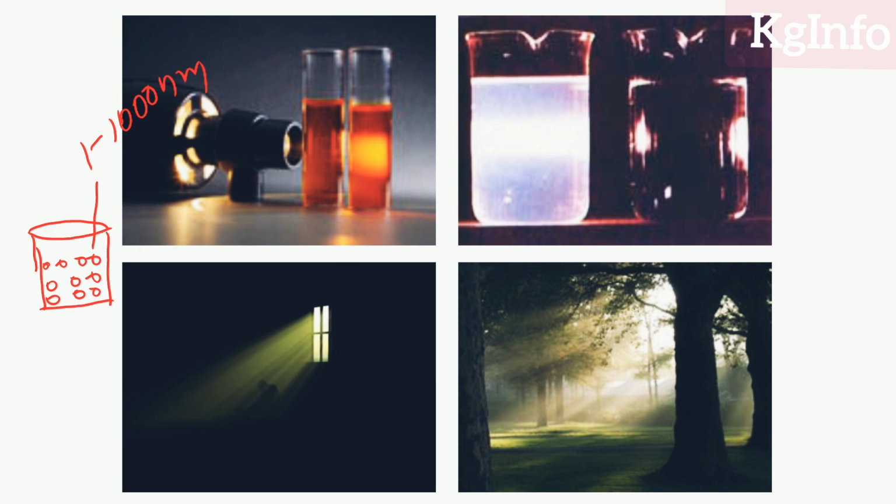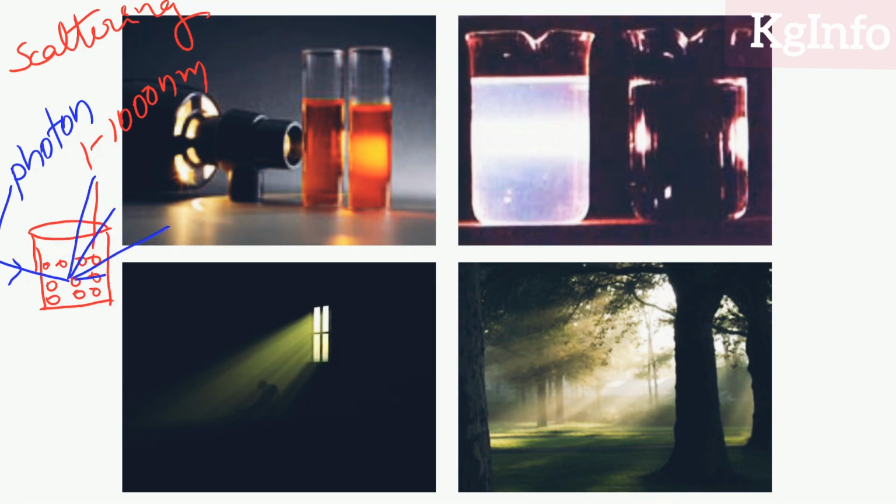Now I am explaining light scattering. Suppose this is the beam of light or a photon. Photon means a light particle or light packet. When that beam of light is incident on it, it is reflected in all directions, due to the size of the particle. The size must be 1 to 1000 nanometers. In such a case, we observe light scattering.